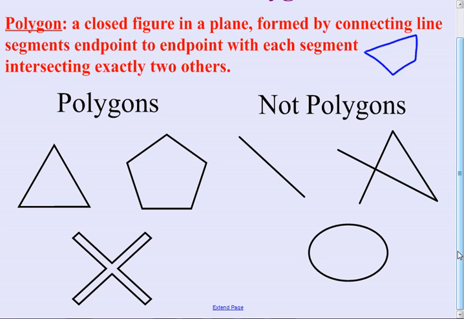TJ, do we have a seat? Yes, but you're in the way.